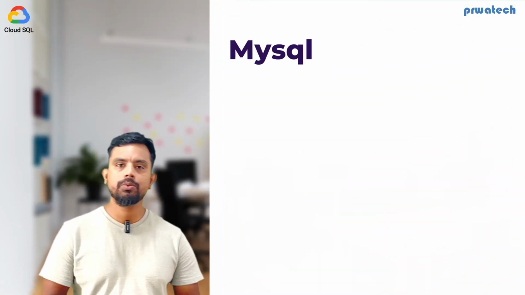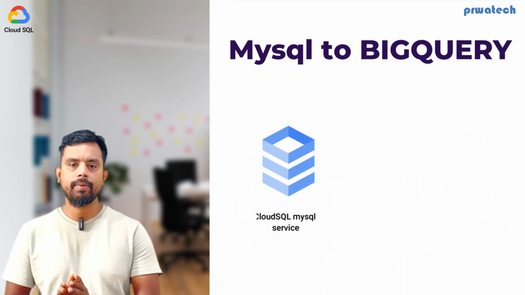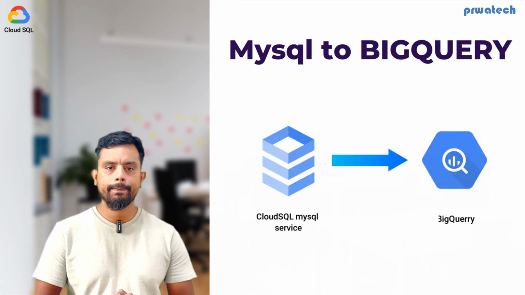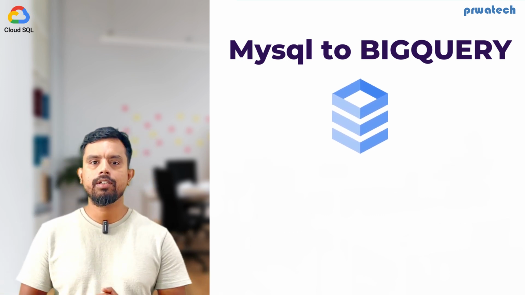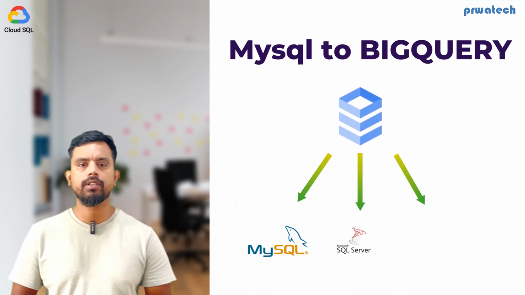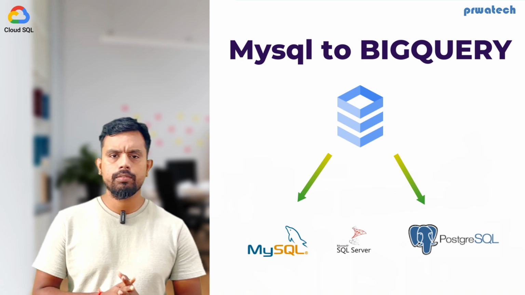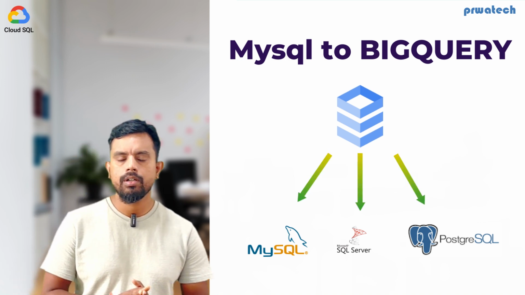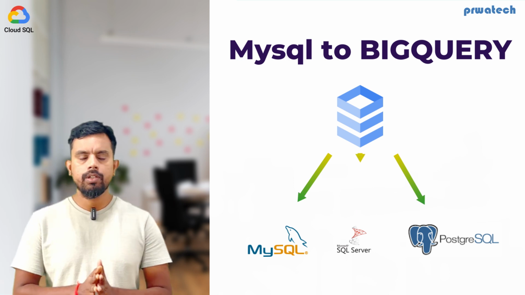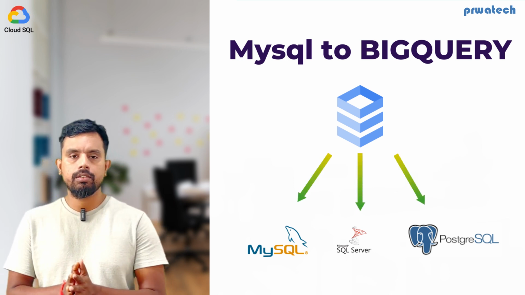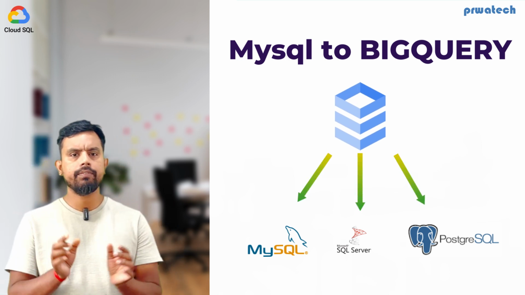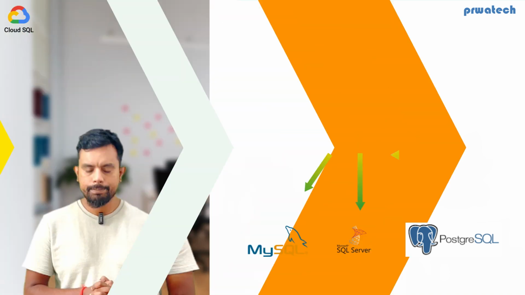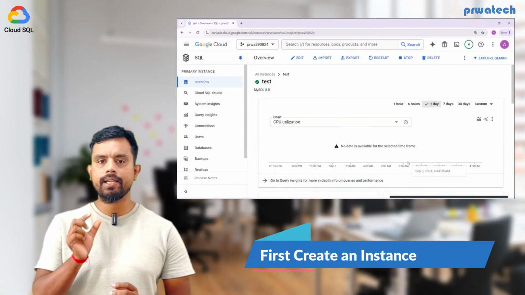Hi all, so today's video is all about how to make a connectivity of Cloud SQL MySQL service with BigQuery. We learned that under Cloud SQL we have three databases: MySQL, SQL Server and Postgres, and we have done a couple of videos on creating a MySQL instance. So we learned before how to migrate data from MySQL to BigQuery. You have to make a connectivity between these two services.